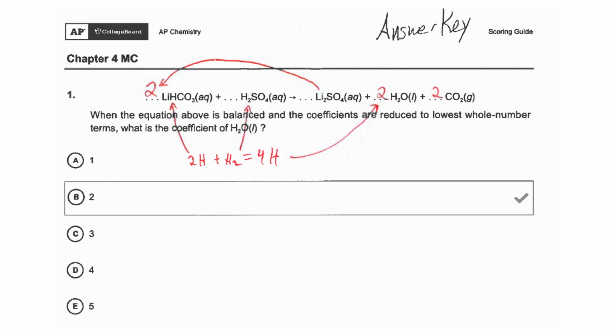All right, so we're going to go through each question and explain what's going on here. I've got some stuff written down. Number one, when the equation above is balanced, the coefficients are reduced. What is the coefficient of water?